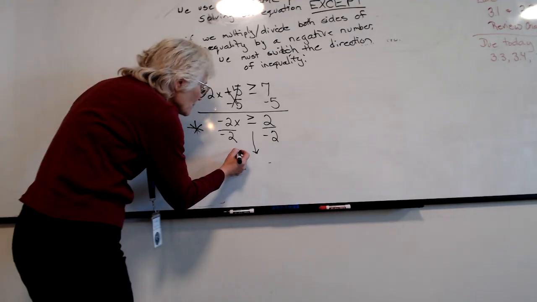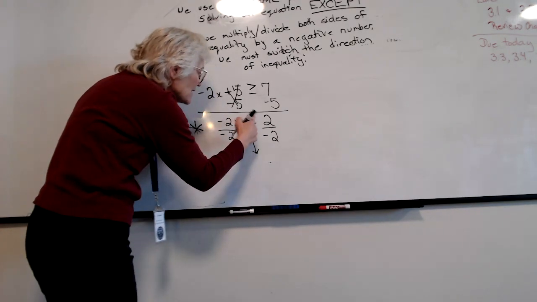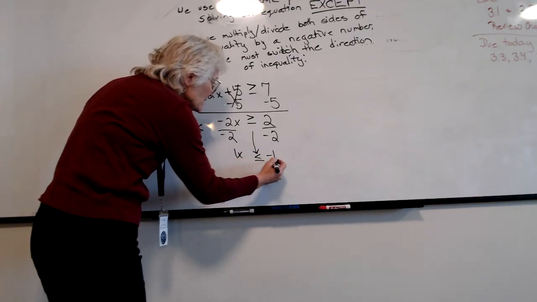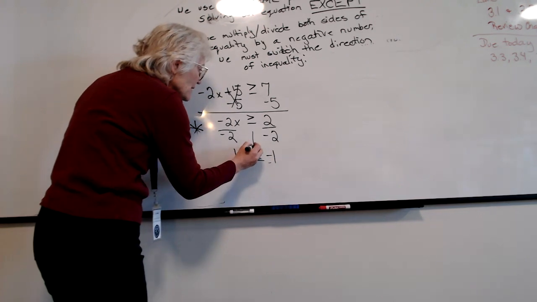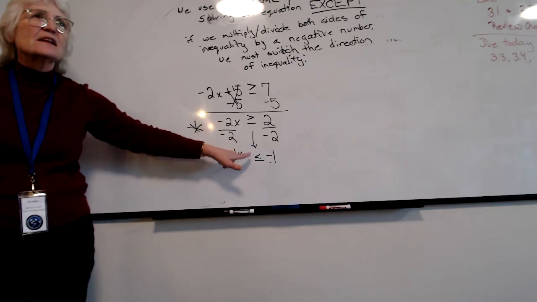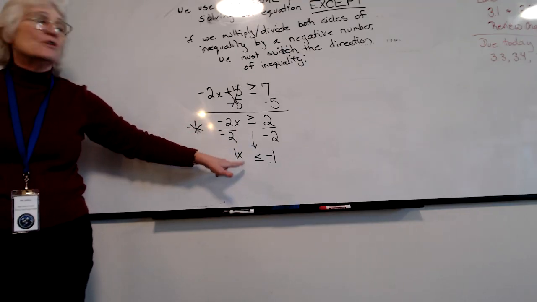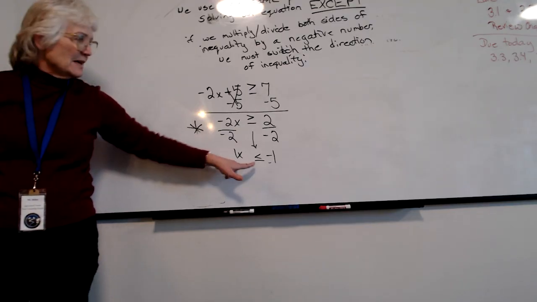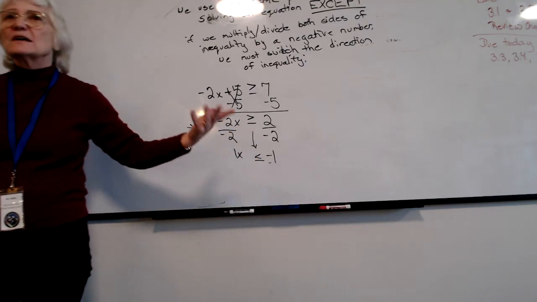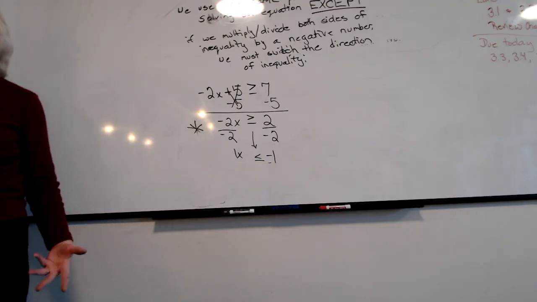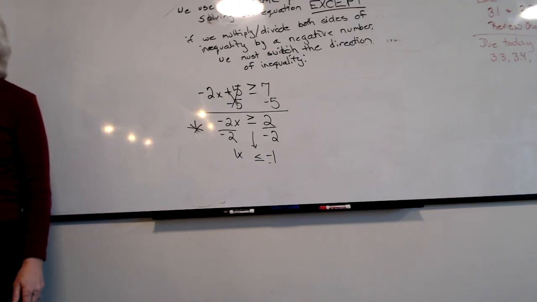So this becomes 1x, but instead of greater than, it's less than or equal to -1. Okay, so when we divide by that -2, it causes this, and I like to just put that little arrow there to show I'm switching the signs. That reminds me. And then I just do the division, and so x is not equal to, it's less than or equal to -1. Okay, it can be -1.